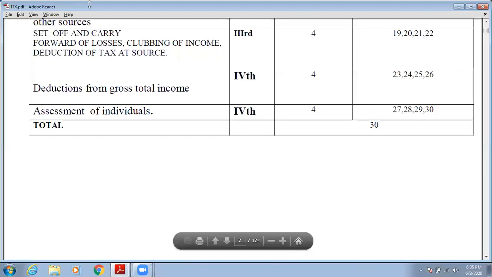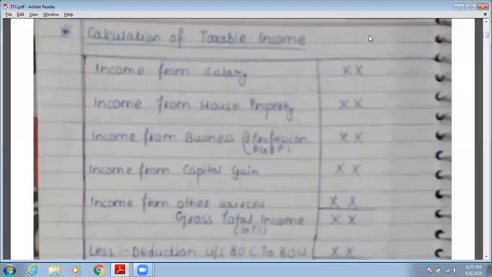Let me show you the slide. So see guys, if you remember, I have already discussed the format for the calculation of total income or taxable income, the income on which tax may be charged. For the calculation of that income, there is a fixed format. I have already discussed it in my very first lecture. So let me revise it one more time.